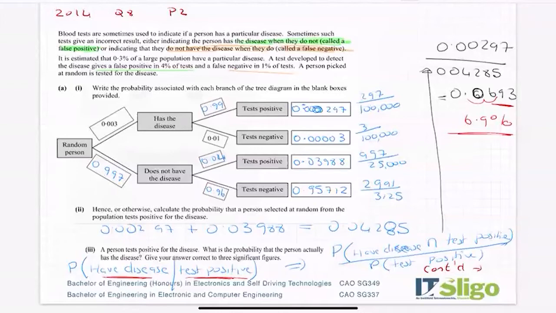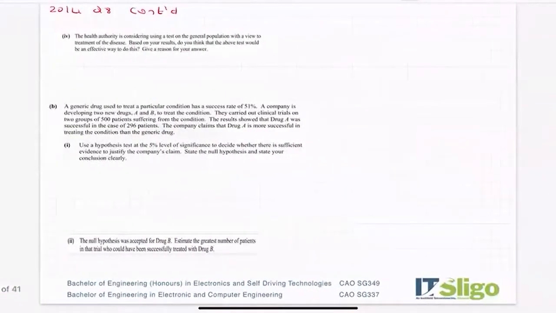So you can see some of the critical, life-ending diseases. If you had a test that told you you had a disease when you didn't, that test is just not viable in the medical world. The next part says the health authority is considering using a test on the general population with a view to treatment of the disease. Based on your results, do you think that the above test would be an effective way to do it? Give a reason for your answer.